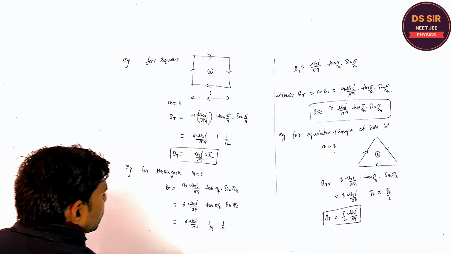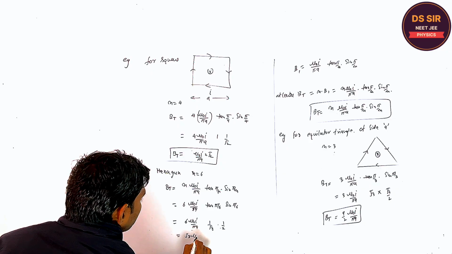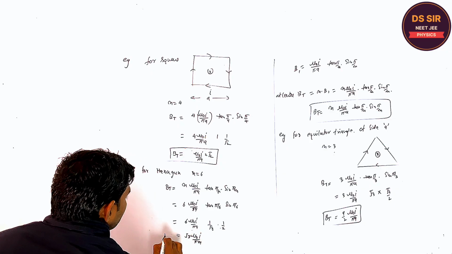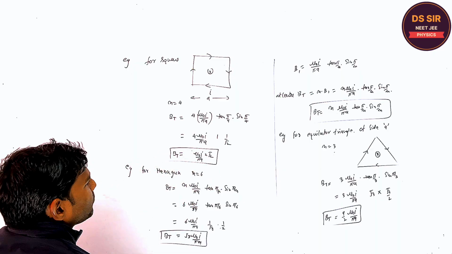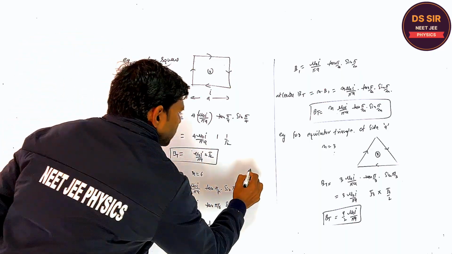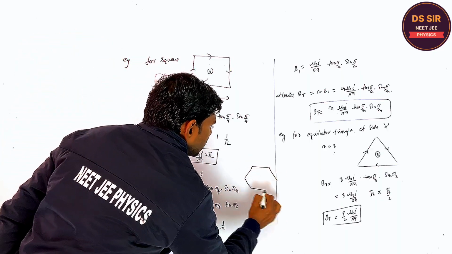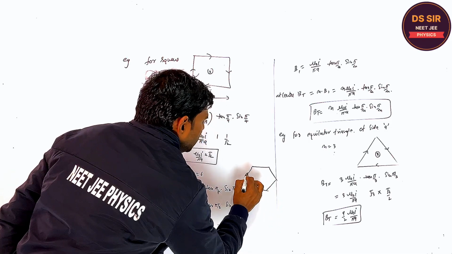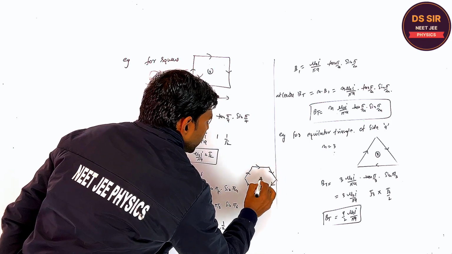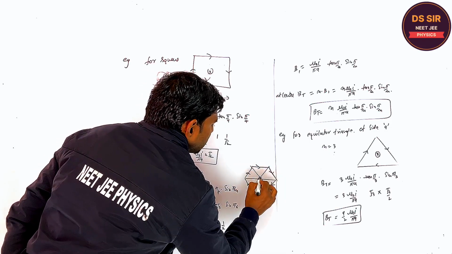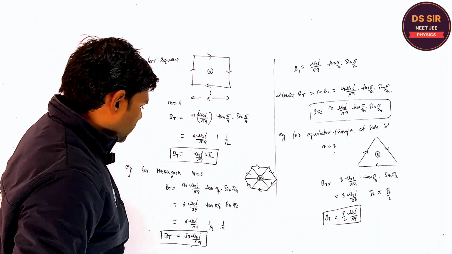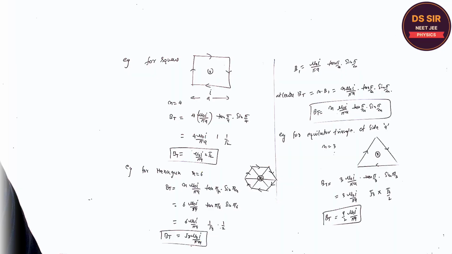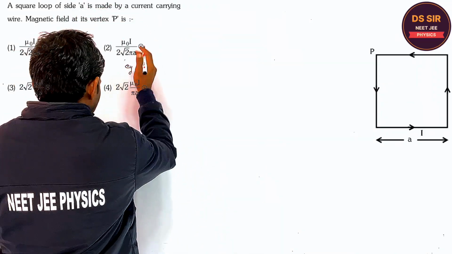Are you getting or not? So it will be equal to root 3 mu naught upon pi A. So you can write the total magnetic field using this formula. For a hexagon, suppose this is the hexagon, like this. The current is I. So at the center of the hexagon, the magnetic field will be into the board, and its value will be this. Copy this. So in this question, read this question.